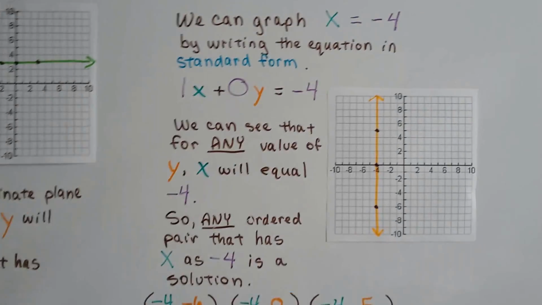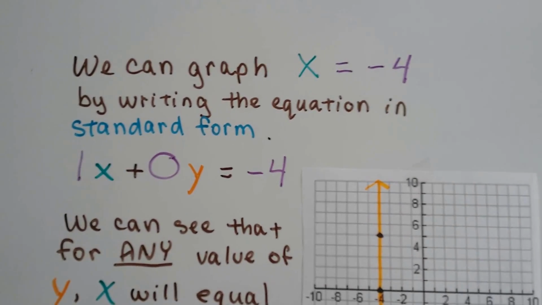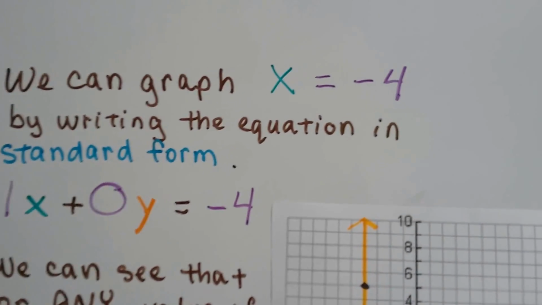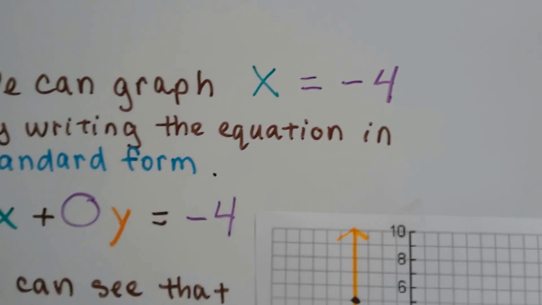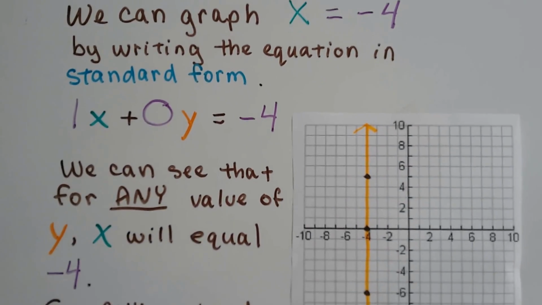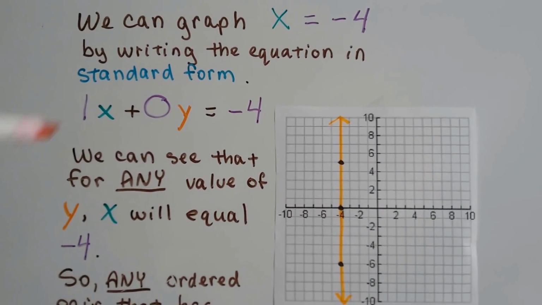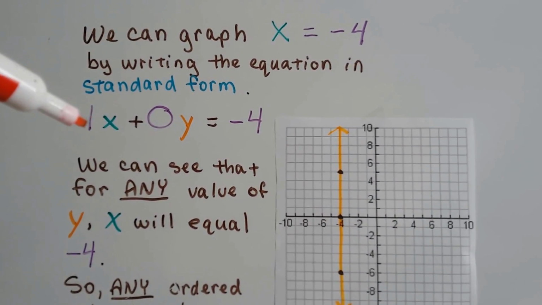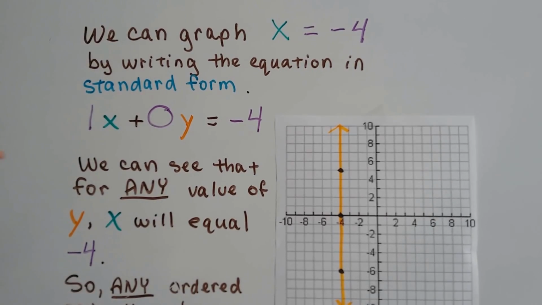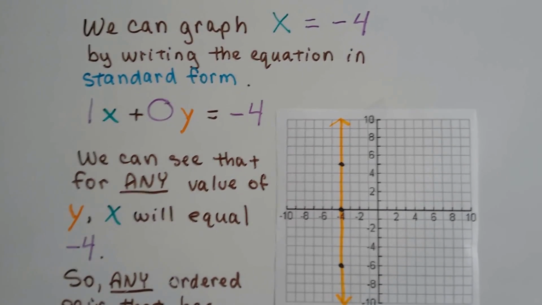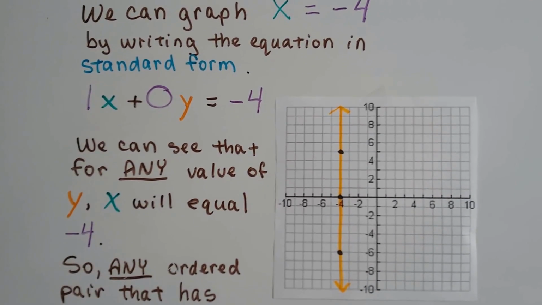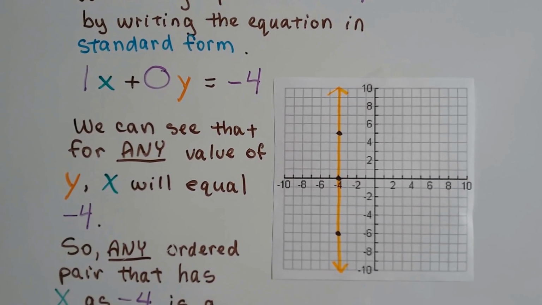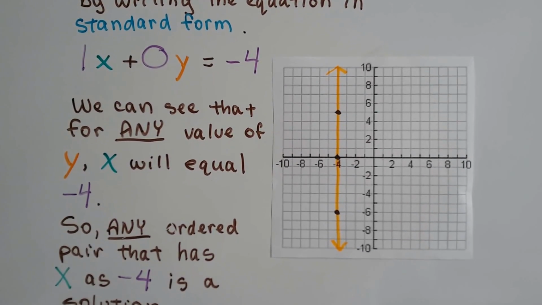And we can graph x equals -4. That's our equation, x equals -4, by writing the equation in standard form. So there's only one x here, so we set it as 1x. There's no y in the equation, so we set y to equal 0, and it equals -4. We can see that for any value of y, x is going to be equal to -4. See?